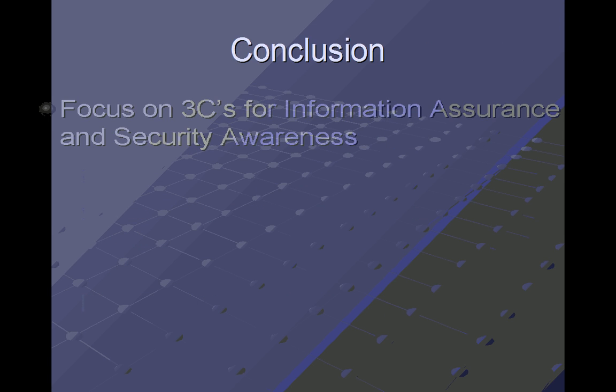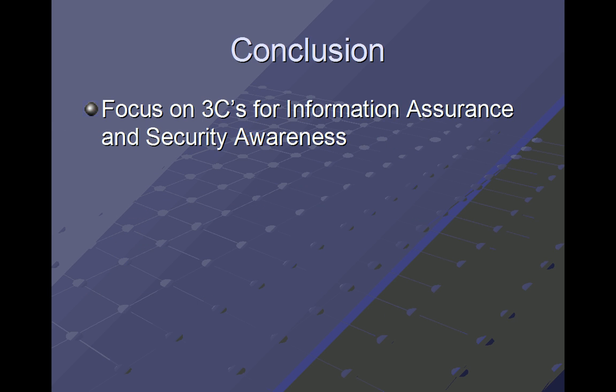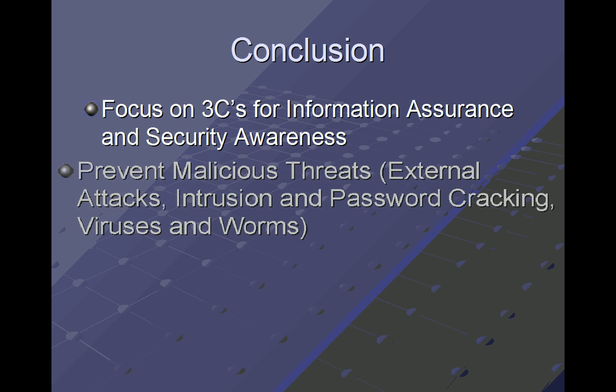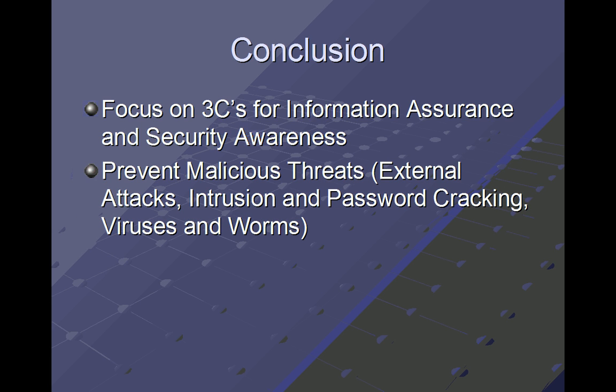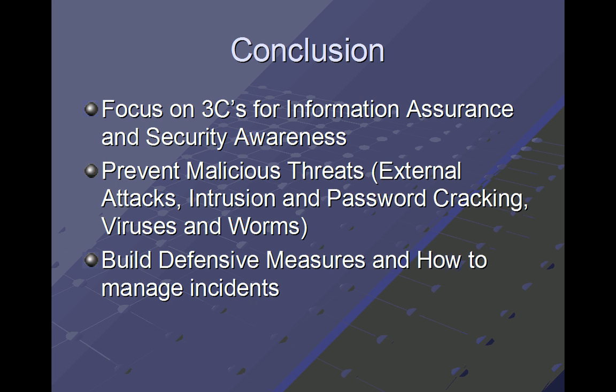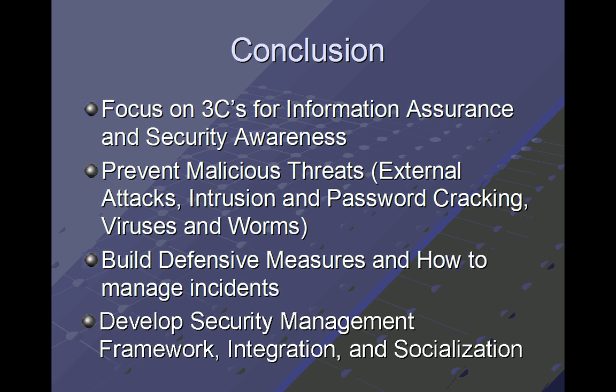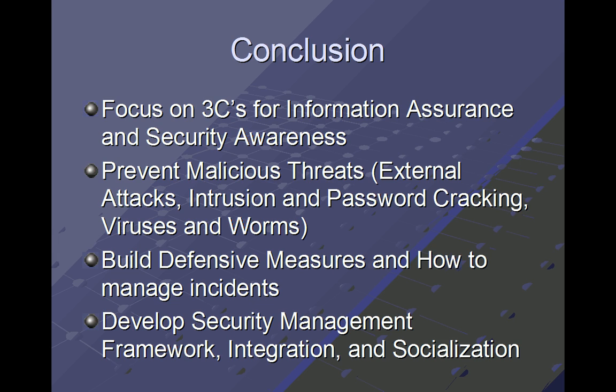For the conclusion, the approach should focus on the 3Cs for information assurance and security awareness. Prevent malicious threats such as external attacks, intrusion, password cracking, viruses and worms. Build defensive measures and manage incidents. And lastly, develop security management framework integration and association. This is not only in the recreational sports but also with third parties in the server, such as the call center network provider or other server providers. Thank you.